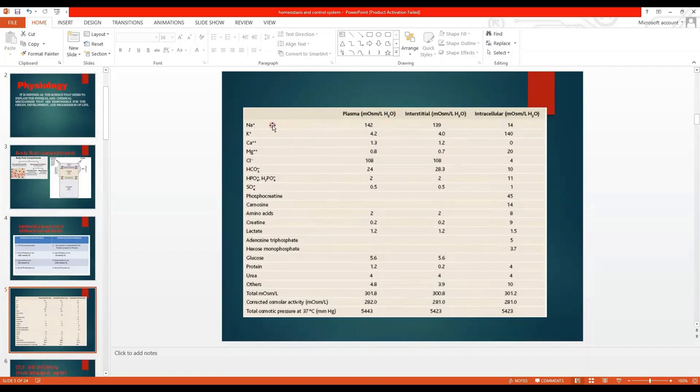Let's see their concentration. So for sodium, in the plasma it is 142, in the interstitial fluid it is 139, and in the intracellular fluid it is 14 milliosmoles per liter. Potassium extracellularly is 4.2 and intracellularly 140. Then calcium extracellularly 1.3, intracellularly 1.2. Calcium is only present in the extracellular fluid. It is not present inside the cell. Okay. And then you can see the concentration of various ions.